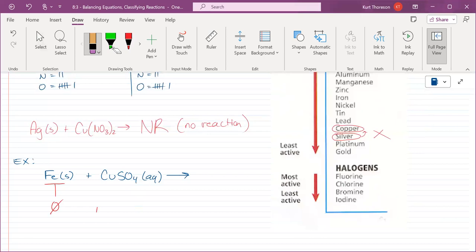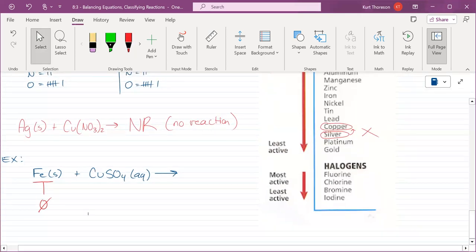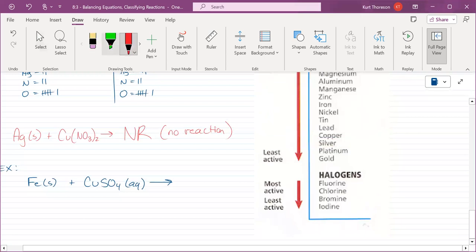So are we able to proceed with this reaction or not? Is iron able to replace copper? Well, let's take a look. Copper is here. Iron is there. Can iron replace copper? Yes, it can. So we may proceed with the reaction.